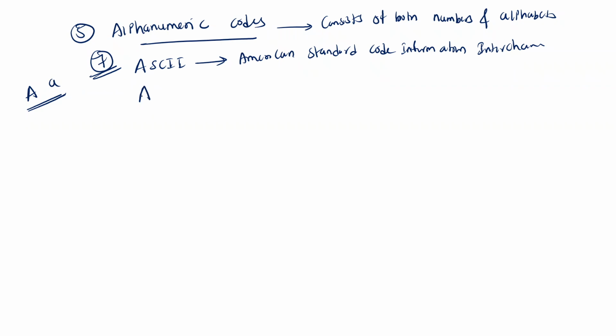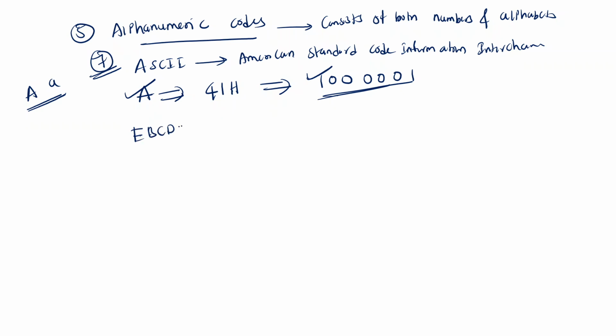So what happens? Suppose A is pressed. Let us take, for example, 41H. 41 is 7-bit, which is 100 and 0001 when decoded. Our processor will understand that you pressed capital A, and that will be decoded, processed, and displayed on the display. Like this, ASCII code will be there.